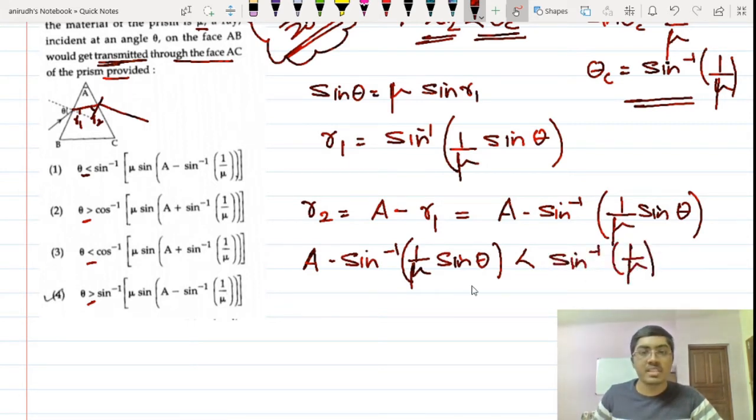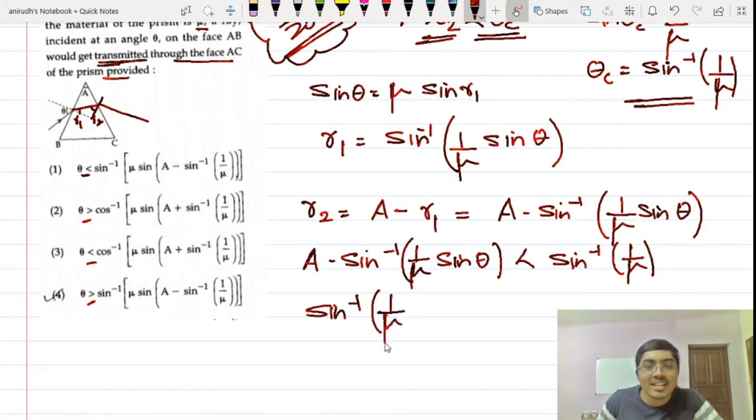From now on, whichever properties we are going to use will be based on the inequality which we have learned in mathematics. Here my intention is to keep theta on this side and transfer everything else to the other side. We'll do that one by one. Sine inverse of (1 by mu sine theta) will be less than sine inverse of 1 by mu minus A, and I have a negative sign over here.